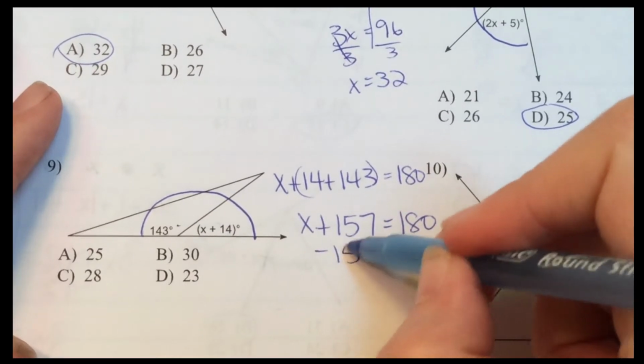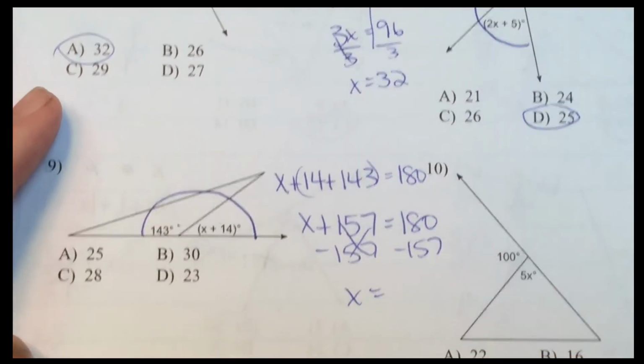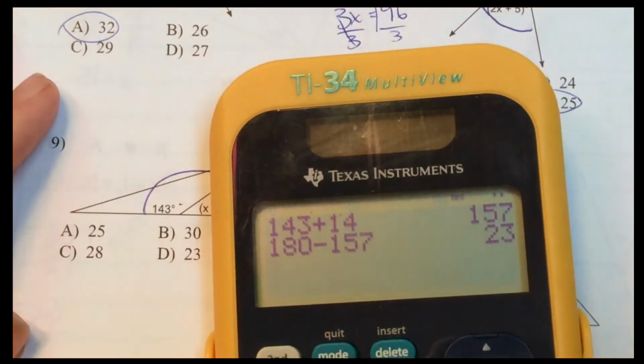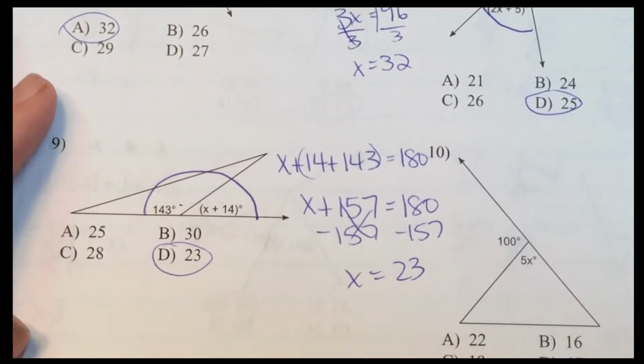Now I'm going to subtract 157. 180 minus 157 is 23, which is letter D.